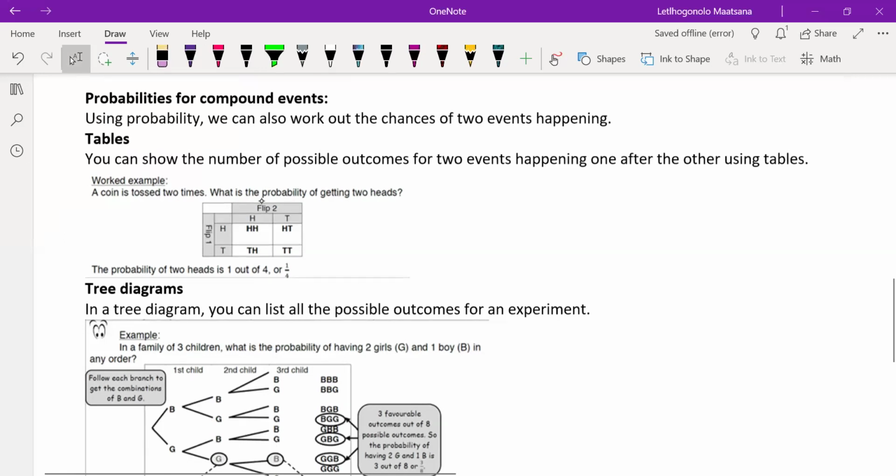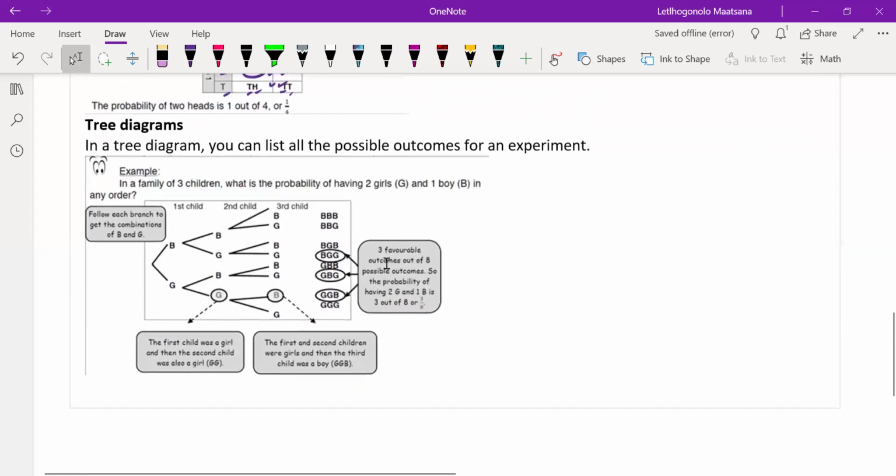For the first flip, we have a possibility of heads or a tail. So we will write head here for the first flip, tail here for the first flip. Then for the second flip, we have again the possibility of a head and tail. So a head here for the second flip, tail here and tail there for the second flip. Then the probability we'll see is 1 out of 1, 2, 3, 4 boxes. So the chances are 1 out of 4 or 25%.